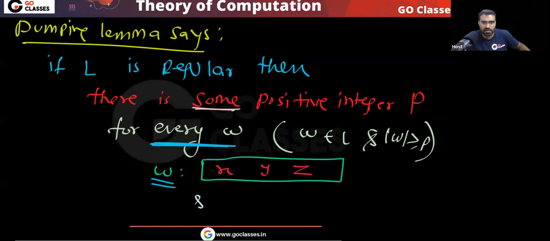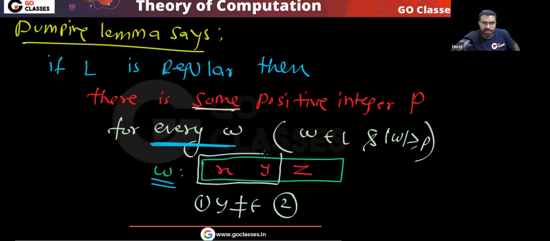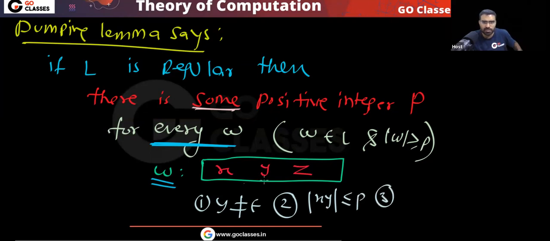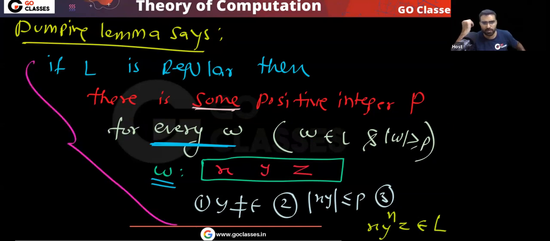What are the conditions? First of all, Y is non-empty. Y cannot be empty. This is the first thing. The second thing: this XY, it will belong to which area? Within the first P symbols. And the third point, you can repeat this Y any number of times, and the result will belong to L. So this is the formal statement of the pumping lemma.